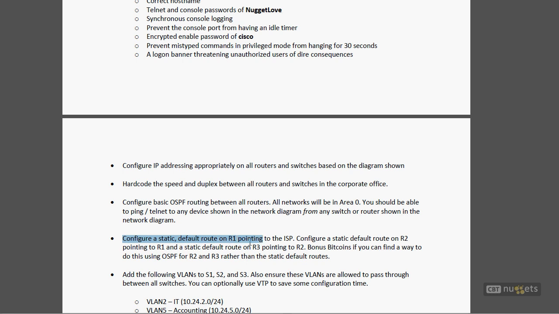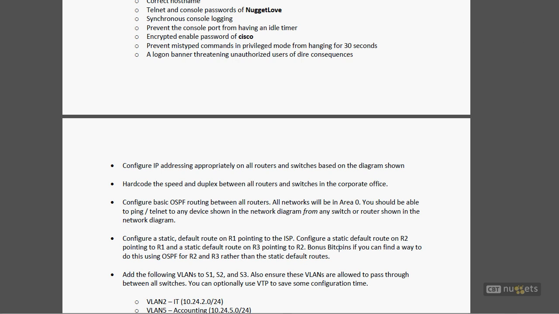Configure a static default route on router 1 pointing to the ISP. Configure a static default route on router 2 pointing to router 1, and a static default route on router 3 pointing to router 2. Bonus bitcoins if you can find a way to do this using OSPF for router 2 and router 3 rather than the static default routes. And actually, I want to find a way to test that too.